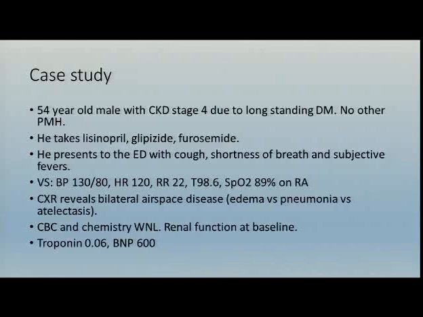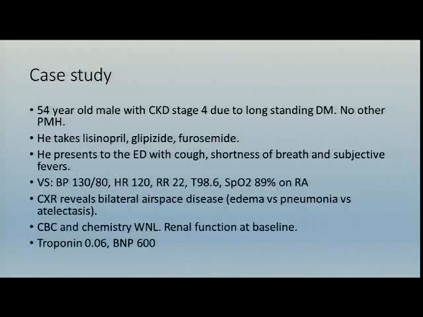So if we take a look at a 54-year-old male with chronic kidney disease stage 4, which is a fairly advanced chronic kidney disease, that is due to long-term diabetes in this case. No other past medical history is reported. He takes lisinopril, glipizide, and furosemide. He presents to the ER complaining of coughing and shortness of breath and subjective fevers. The vital signs are remarkable for mild hypoxemia, which is the oxygen level in the blood, and the heart rate is elevated to 120.